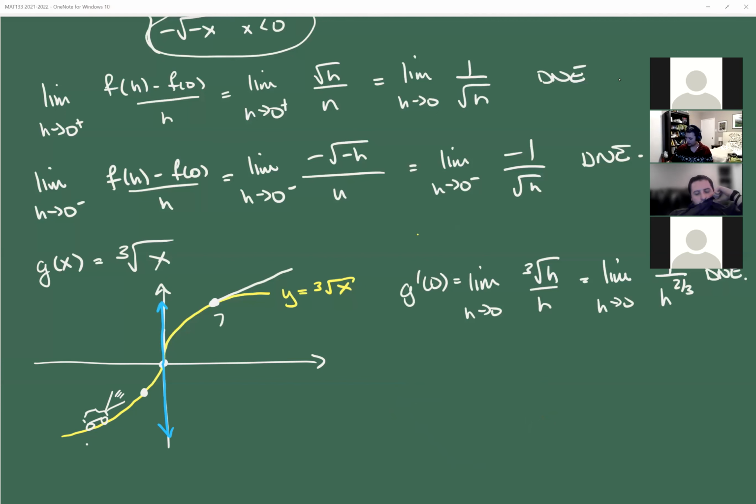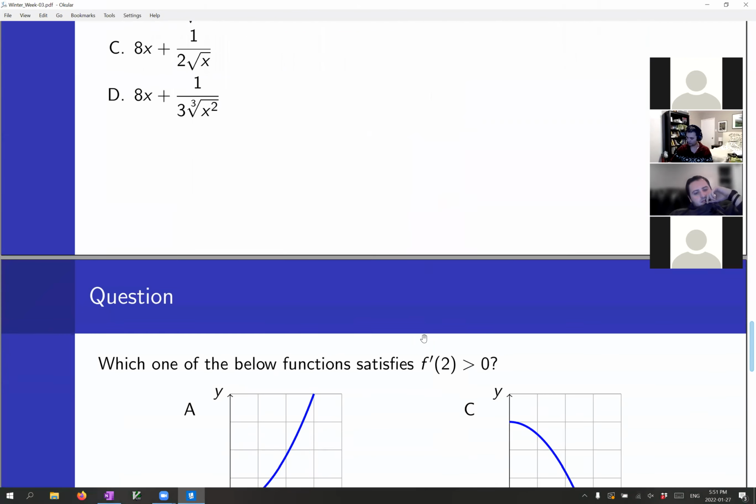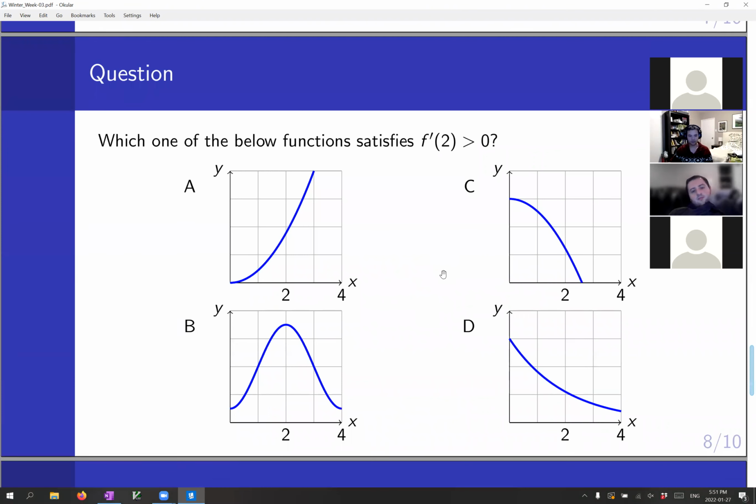Okay, let's do, I don't want to do that one. That one's boring. All right, here, this one's very similar to, I think, the first question that we did. Let's see if we can get this one. It's a little bit different though. Previously, we gave you a graph and asked you to determine where the tangent lines are horizontal. Now we're asking you which of these functions has a derivative at 2 greater than 0. It's the exact same sort of question.